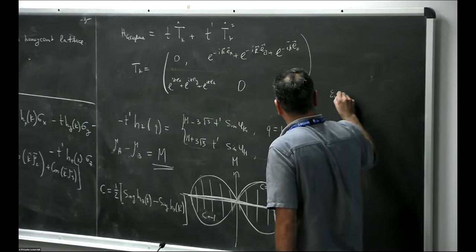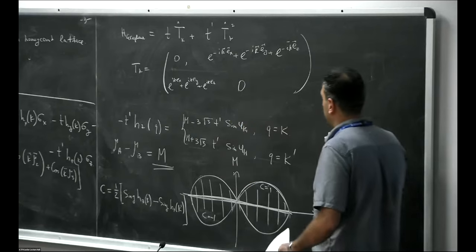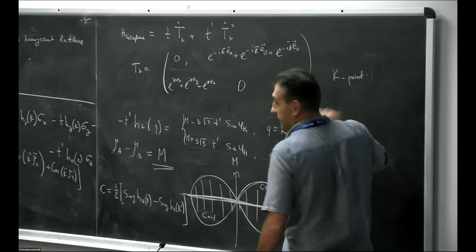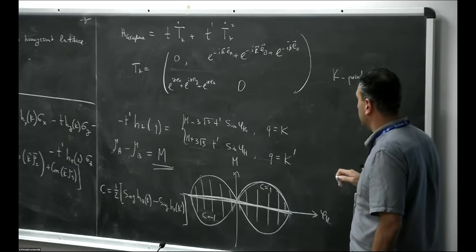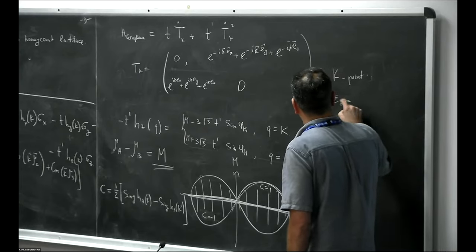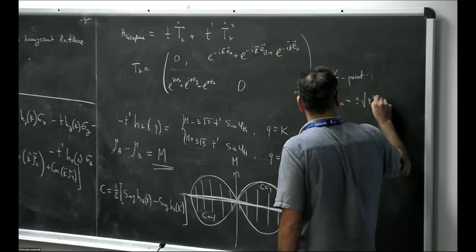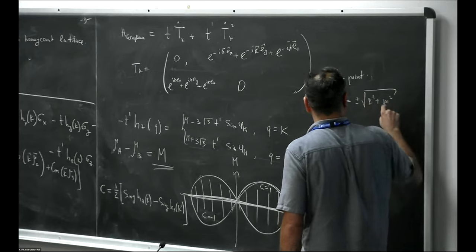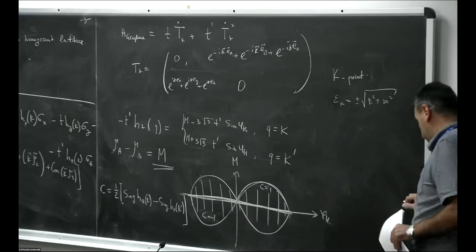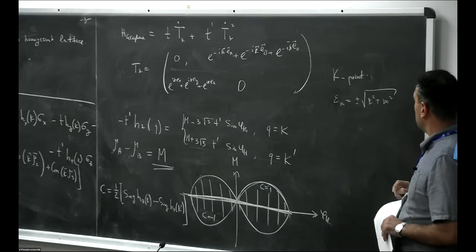If you look at the gap spectrum, suppose you have a finite gap. And let us look at the vicinity of the k point only. Forgetting about the k prime point, let's concentrate in the vicinity of the k point and study the dispersion there. It's plus minus square root of k squared plus some mass term, m squared. And m is, in this expression, the total mass of the system in the vicinity of the k point. Okay, so this is the dispersion.